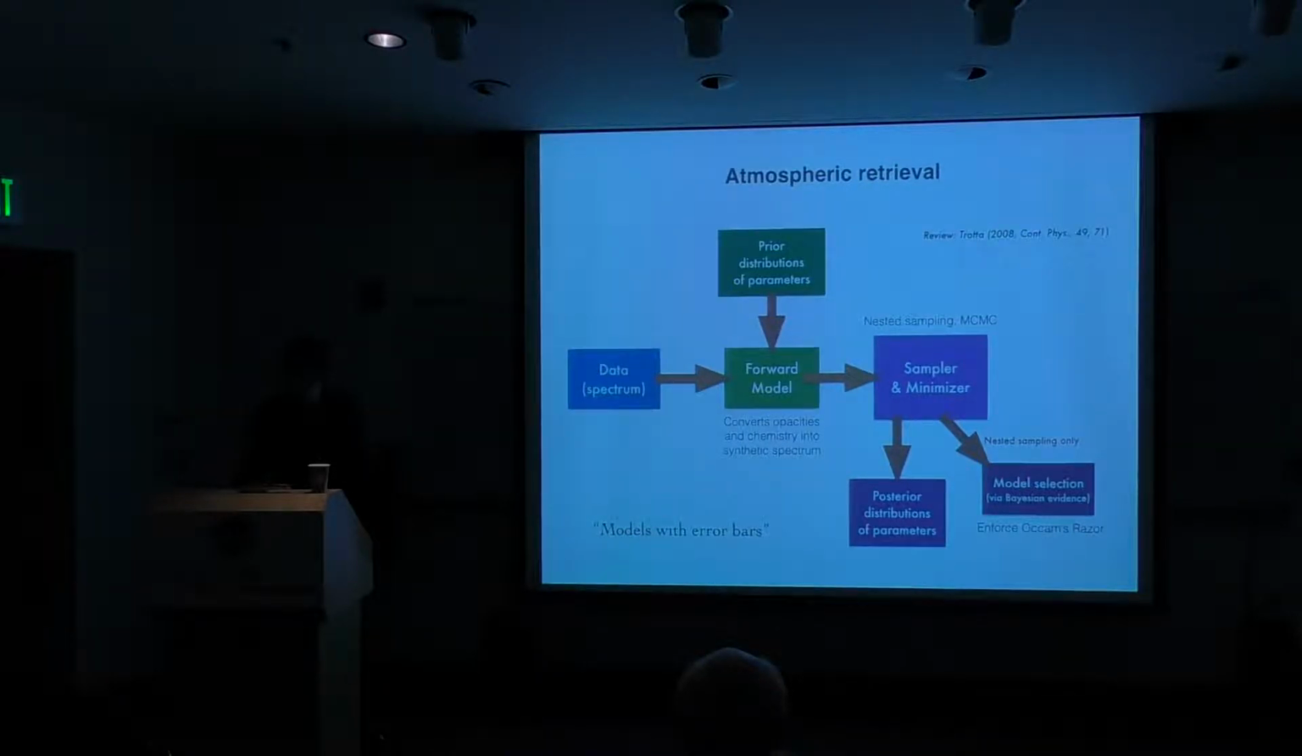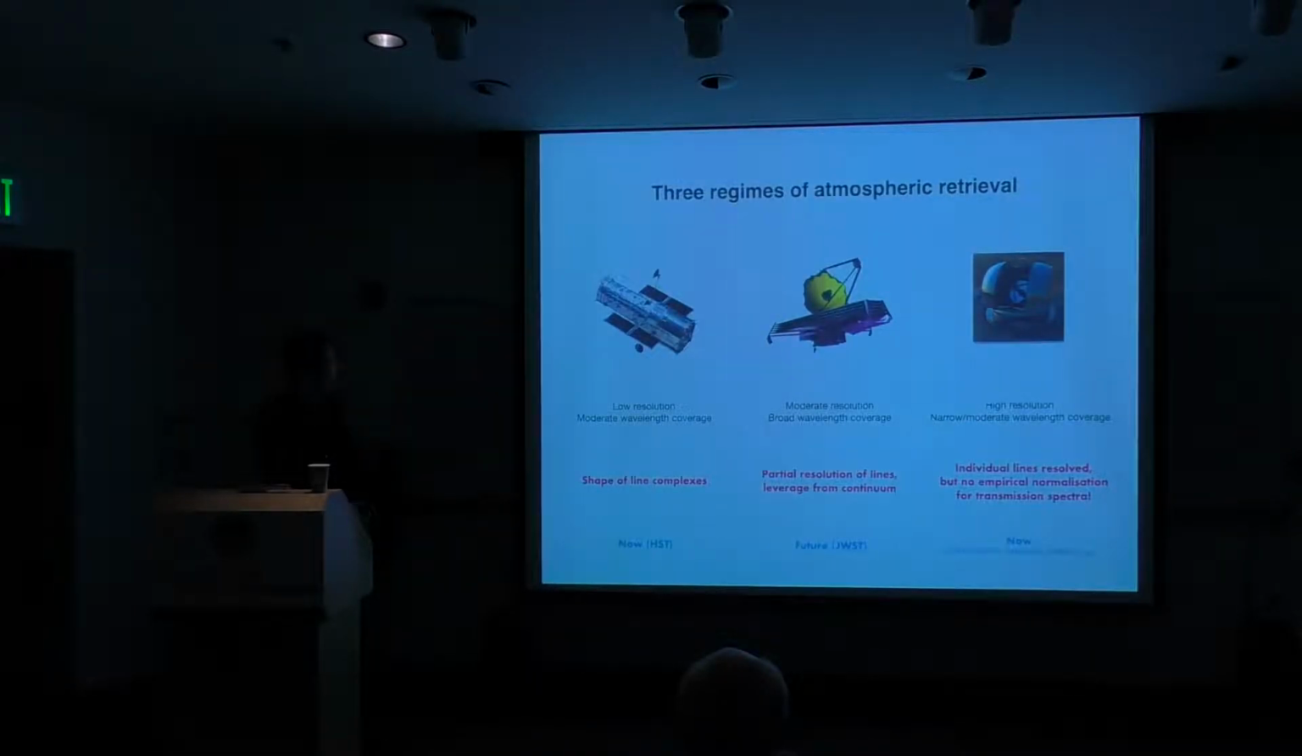So this is the procedure, and I also find it useful to think about atmospheric retrieval in 3 different physical regimes, and it's also useful to associate it roughly with different observatories. So for HST data, using the WFC3, which I will show you in detail, I would consider it low resolution and moderate wavelength coverage. You don't resolve the lines at all, but you resolve the shapes of line complexes.